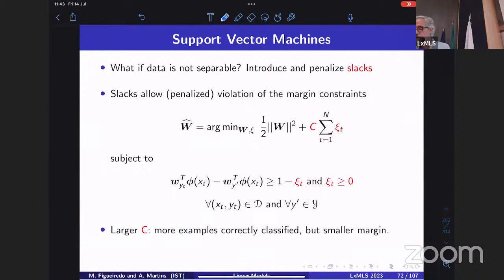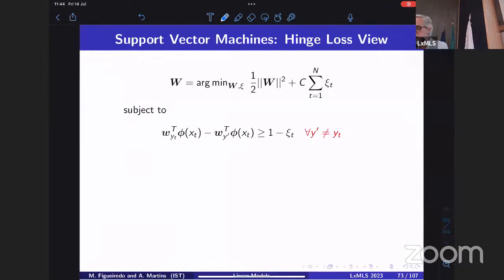Okay. So there's a trade-off with C, and if you have a large C, you penalize the violations a lot, so you have more correctly classified points, but a smaller margin. It's like overfitting in a sense. And vice versa. So if the data is separable, you can actually solve it with no violations. And so this problem also solves the problem where the data is separable.